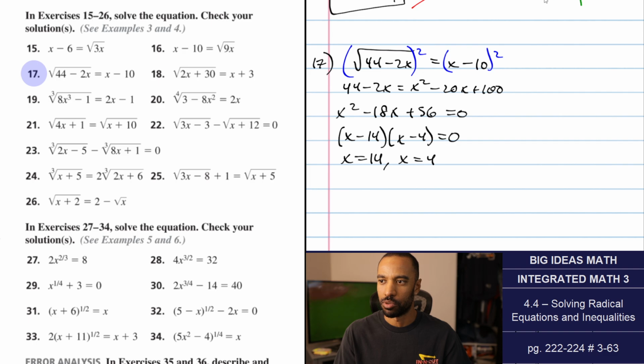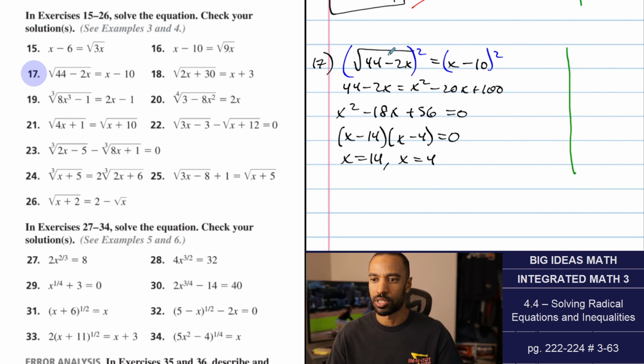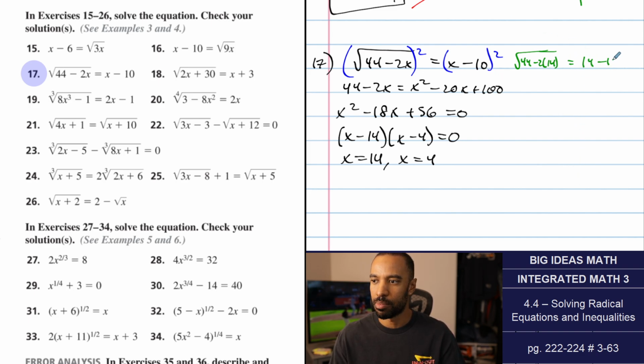Now, again, I never seem to want to box these just yet. This was isolated from the jump, so we're going to substitute into there. Let's substitute 14. We get square root of 44 minus 2 times 14 equals, oh, this is just really low on room. Let's just do this one first, and then I'll do the other one next. Equals 14 minus 10, and that is the square root of 44 minus 28, which is 16. Square root of 16 equals, and that's 4. You get 4 equals 4.